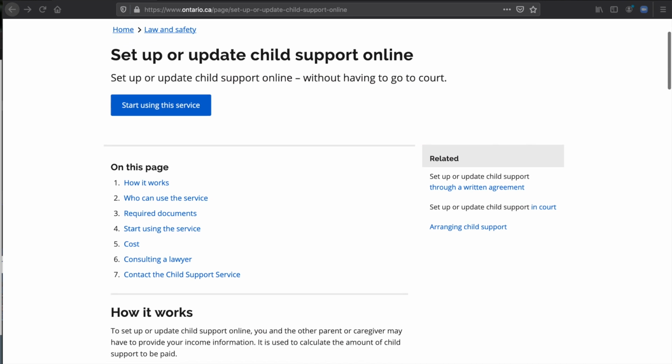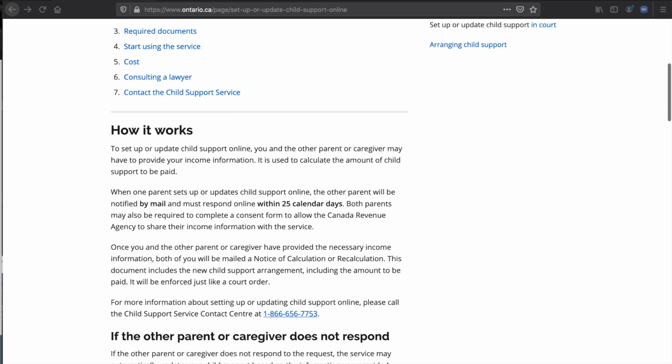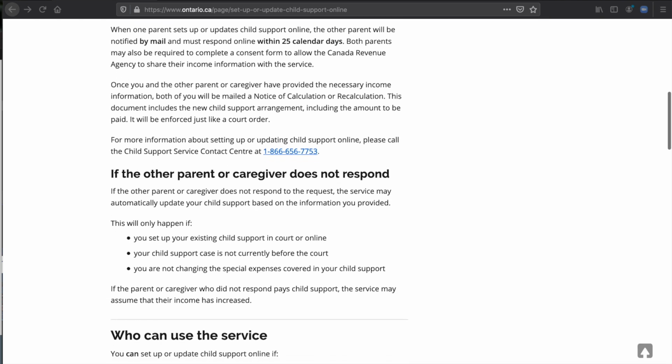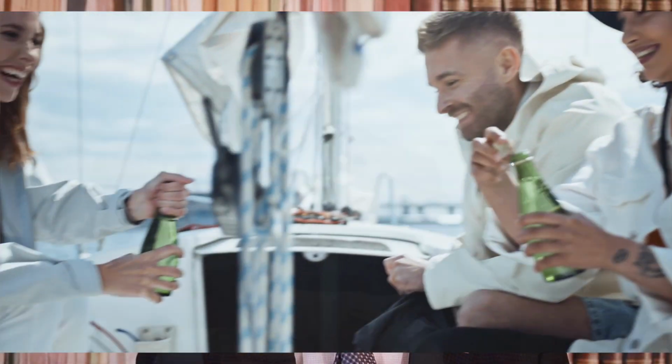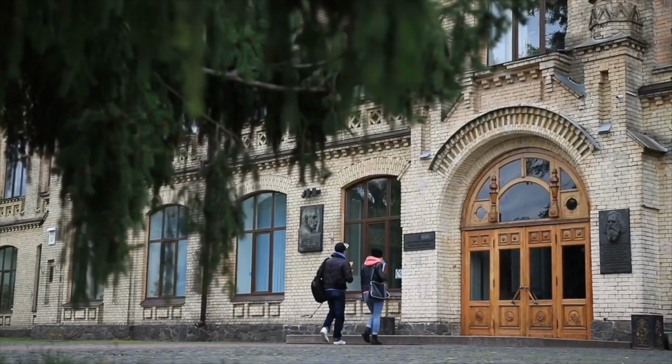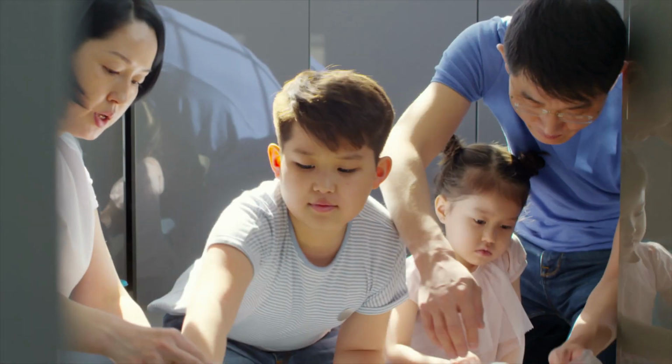Another, in many cases, simpler process is to use the Ontario government's online support calculation and recalculation service. This service only applies to child support, not spousal support, and can only be used in certain cases. Where a parent is self-employed, earns over $150,000, or where a child is older than 17 and a half years old, or there are shared parenting arrangements, or there are some other situations, then the parents cannot use the service. But for most parents, the service is available to them if they both agree. If one parent puts in an online application, the other parent will be invited to use it too.